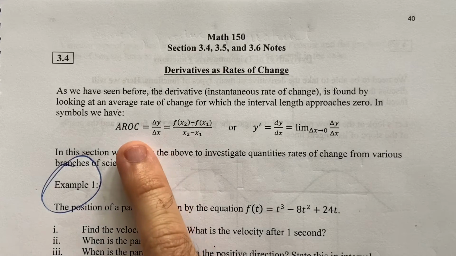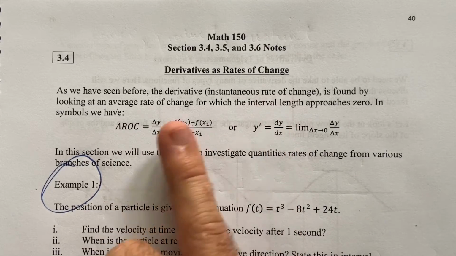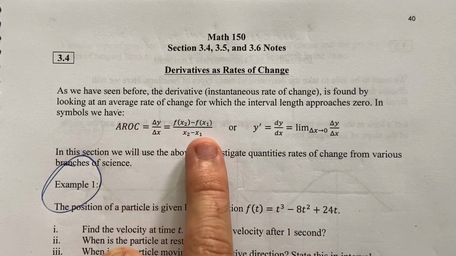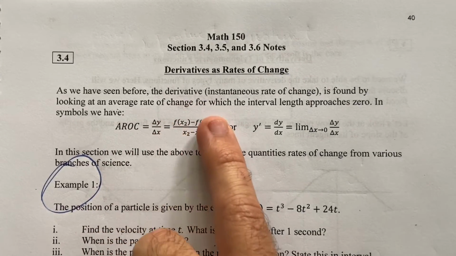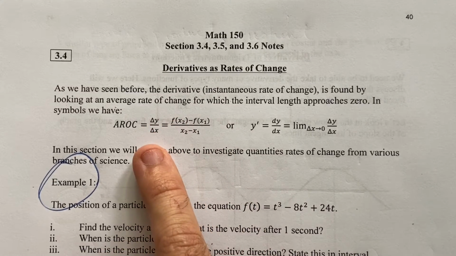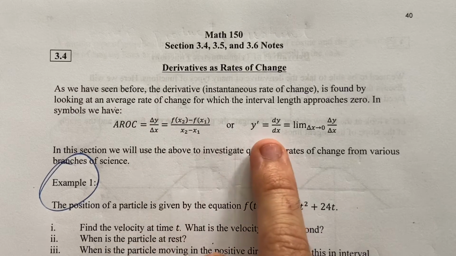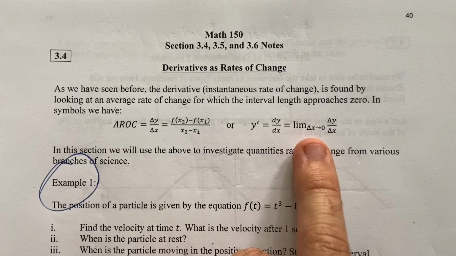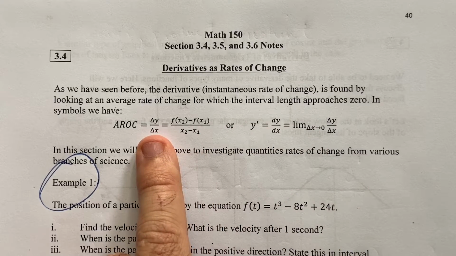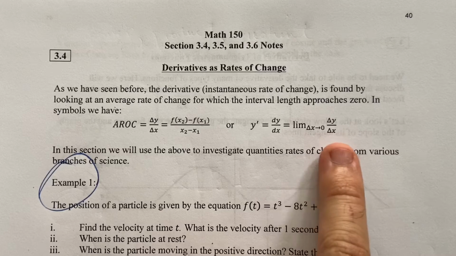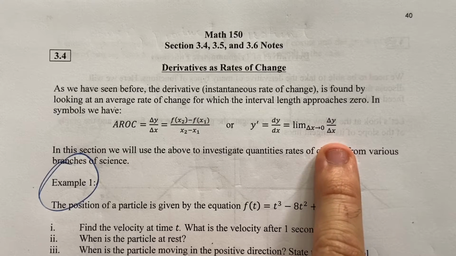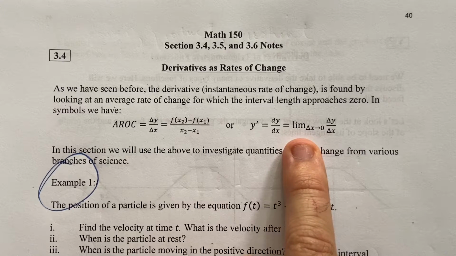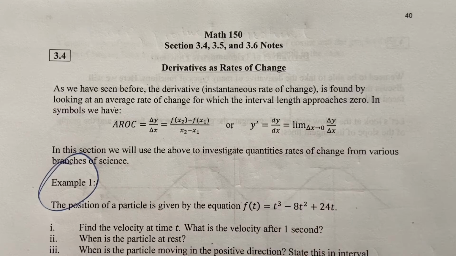So if you look here, we have derivatives as rates of change. AROC just simply means average rate of change. So this is what we've been doing, right? Here's our slope formula, the change in y over the change in x. And we're now calling that the derivative, y prime, because we're applying a limit in which that change of x vanishes, right? That change of x goes to 0. In other words, we're turning this average into an instantaneous. So the derivative helps us do that.